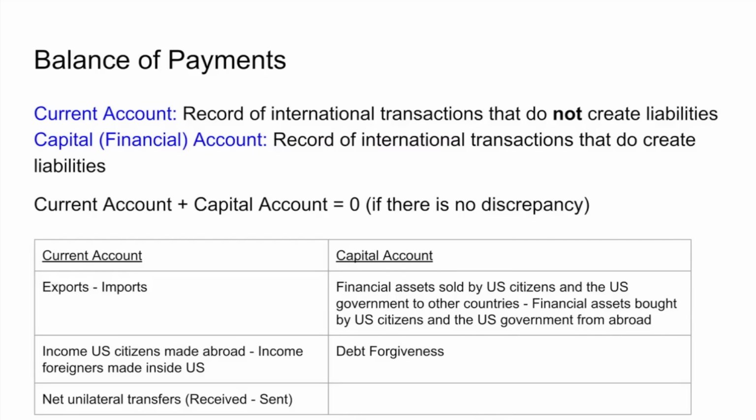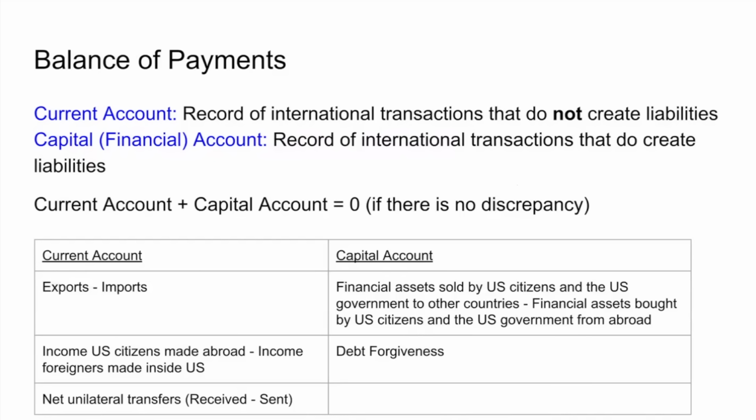And there are some other less important things in the capital account, such as debt forgiveness, which mostly just cancels out net unilateral transfers. All right, and the balance of payments states that theoretically, the current account plus the capital account should equal zero, because a surplus in one account should be canceled out by a deficit in the other. For example, if the US decides to export $1 million of goods to Europe, that would be a surplus of $1 million in the current account. And now with that $1 million that they've earned, they could buy financial assets such as bonds from Europe, and that would be a deficit in the capital account.